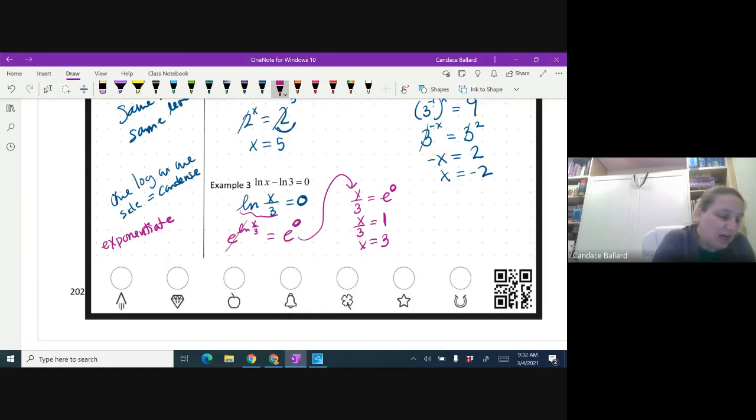I want to check, because I had logarithms, to make sure if I plug this in that I'm not going to get a negative inside the log. And as long as I don't get a negative inside the log, x equals 3 is a good answer. Okay? All right, I'm going to pause for about 30 seconds. Make sure you've got it all written down. And our fancy word is exponentiate. That's like our $1 million word for the day, right?